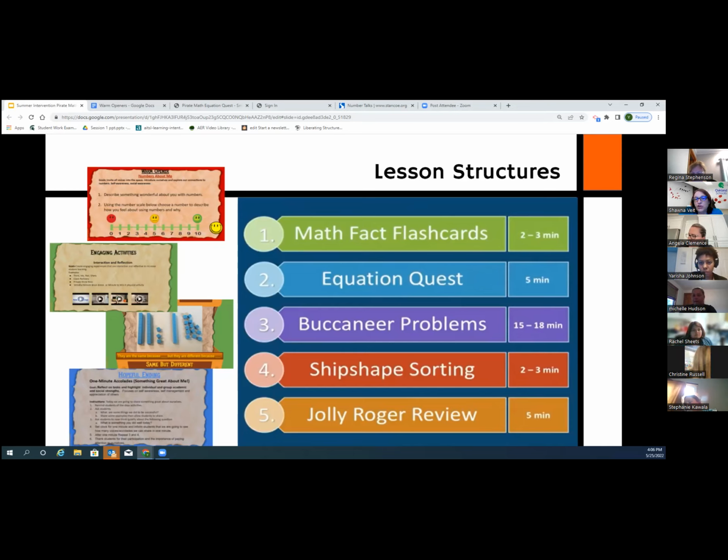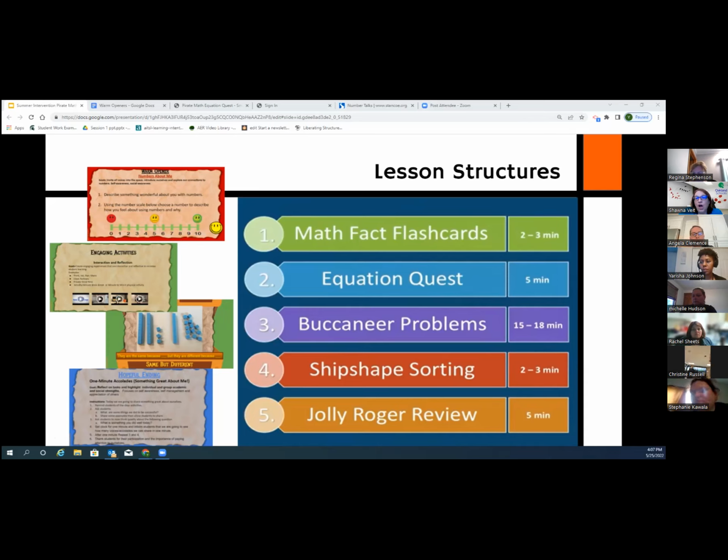When we think about the lesson structure, the color coding we've copied from the actual materials onto the slides. So Pirate Math Equation Quest was not created as a digital intervention. It was created as a website with a teacher manual that you can print, a student workbook that you can print, and it was done for 3 different settings: whole group, small group, and individual. There's also a supplemental PDF that I'll show you how to get to on the website that also offers ways to print off the fluency cards and to print off the ship shape sorting cards and resources like that.